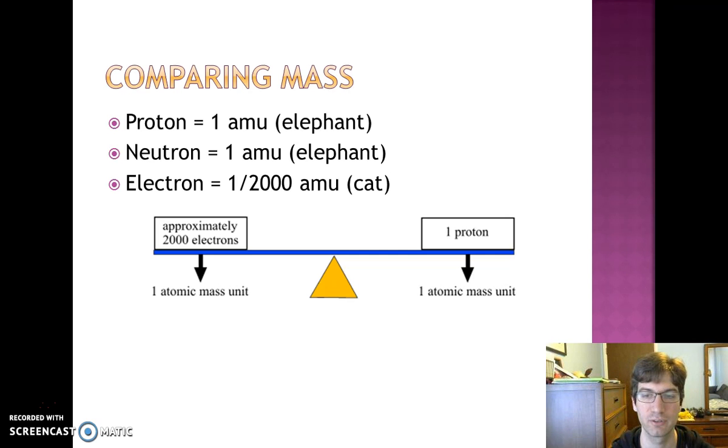Your book is going to go into the analogy of an elephant versus a cat. You can think of the protons and the neutrons as elephants, having one atomic mass unit each, and the electron being extremely small mass-wise, having 1/2000th of an atomic mass unit. Or in other words, it takes 2,000 electrons to have the same mass as one proton. Our next section is going to get a little more in-depth in atoms, so it is just part 2.